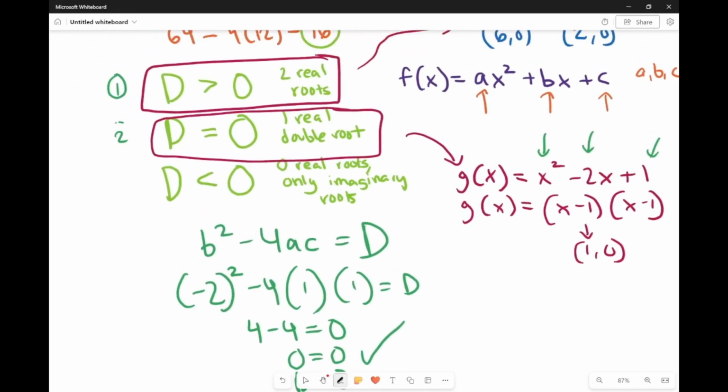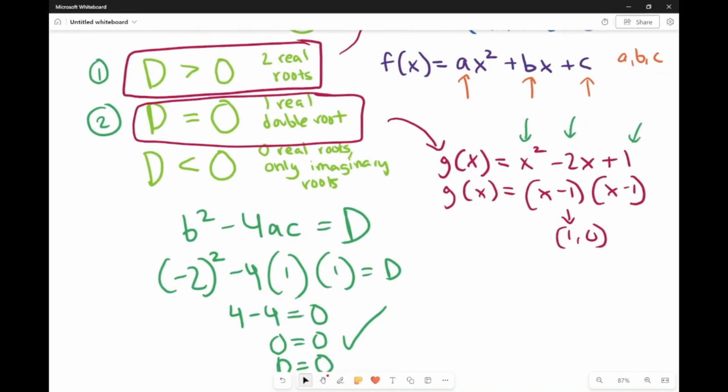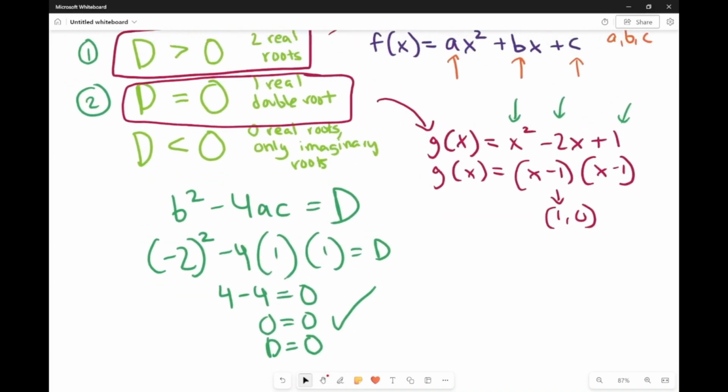Technically, yeah. And that is the second case we just spoke about. So this was case 1, this is case 2. This is exactly what I was talking about. We have one real double root. This root appears double, appears twice, except it's just 1 point, 1, 0. And that is the only real number that can satisfy this expression right here to make it equal to 0. Cool?